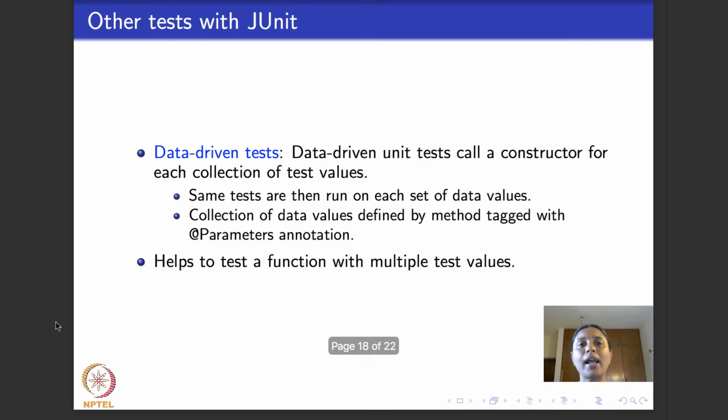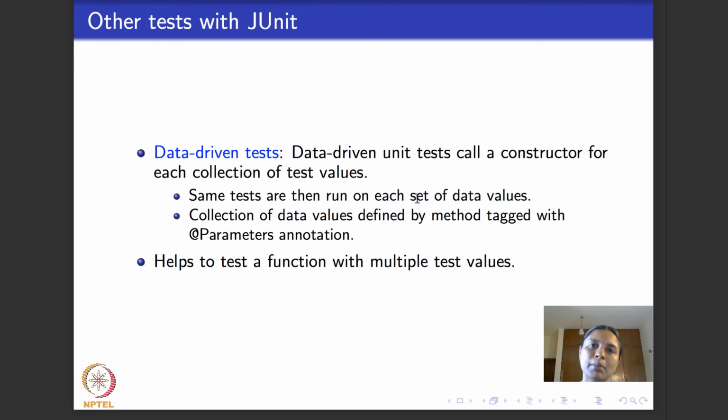So for that, I need to be able to give data, right? I need to be able to pass a list of comparable elements. How does one do it with JUnit? For giving data to tests with JUnit, we have a constructor for them. That constructor lets you pass several different data to it, and the same tests are run for each set of data values. The collection of these data values is defined by a method tagged with @Parameters. So it basically helps to test a function with multiple test values.